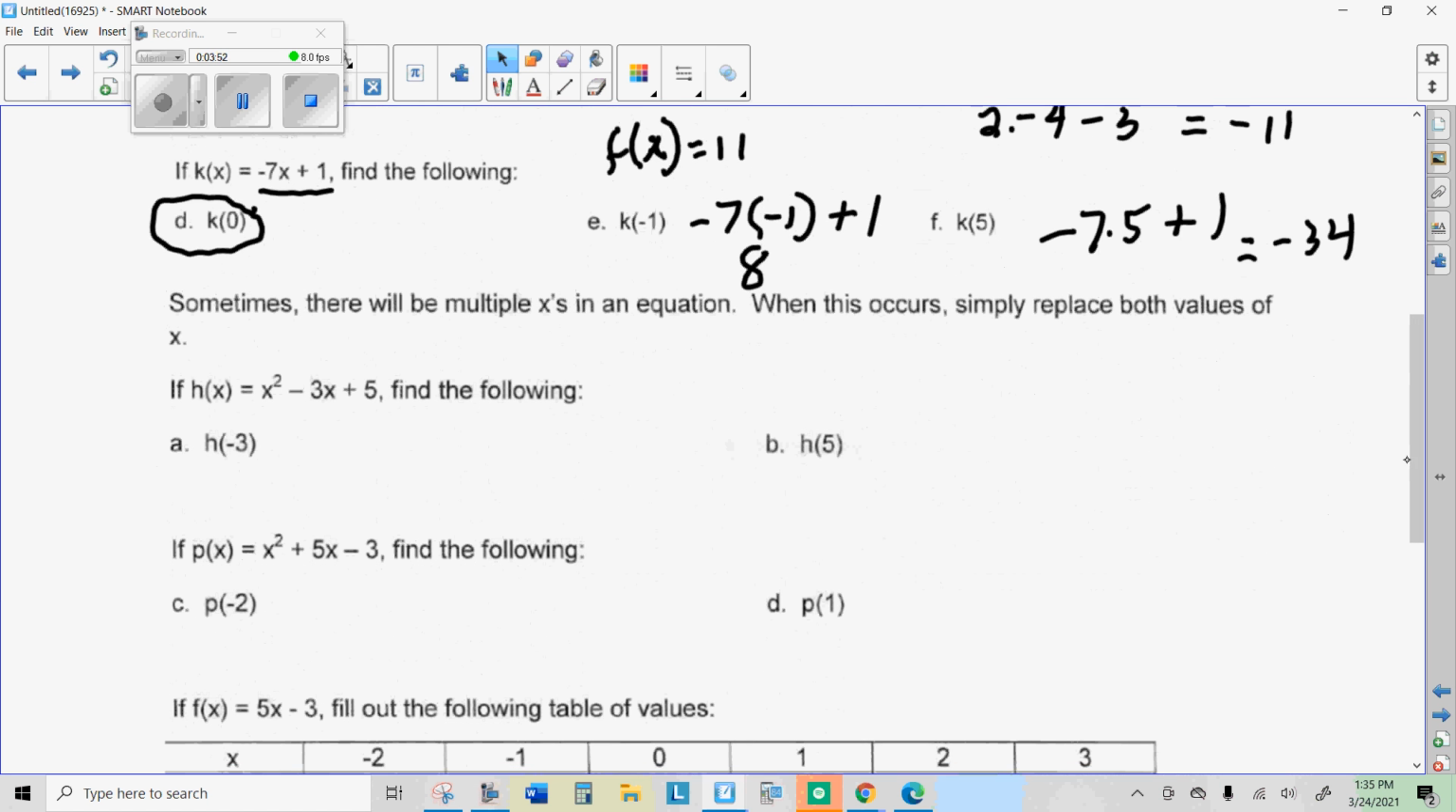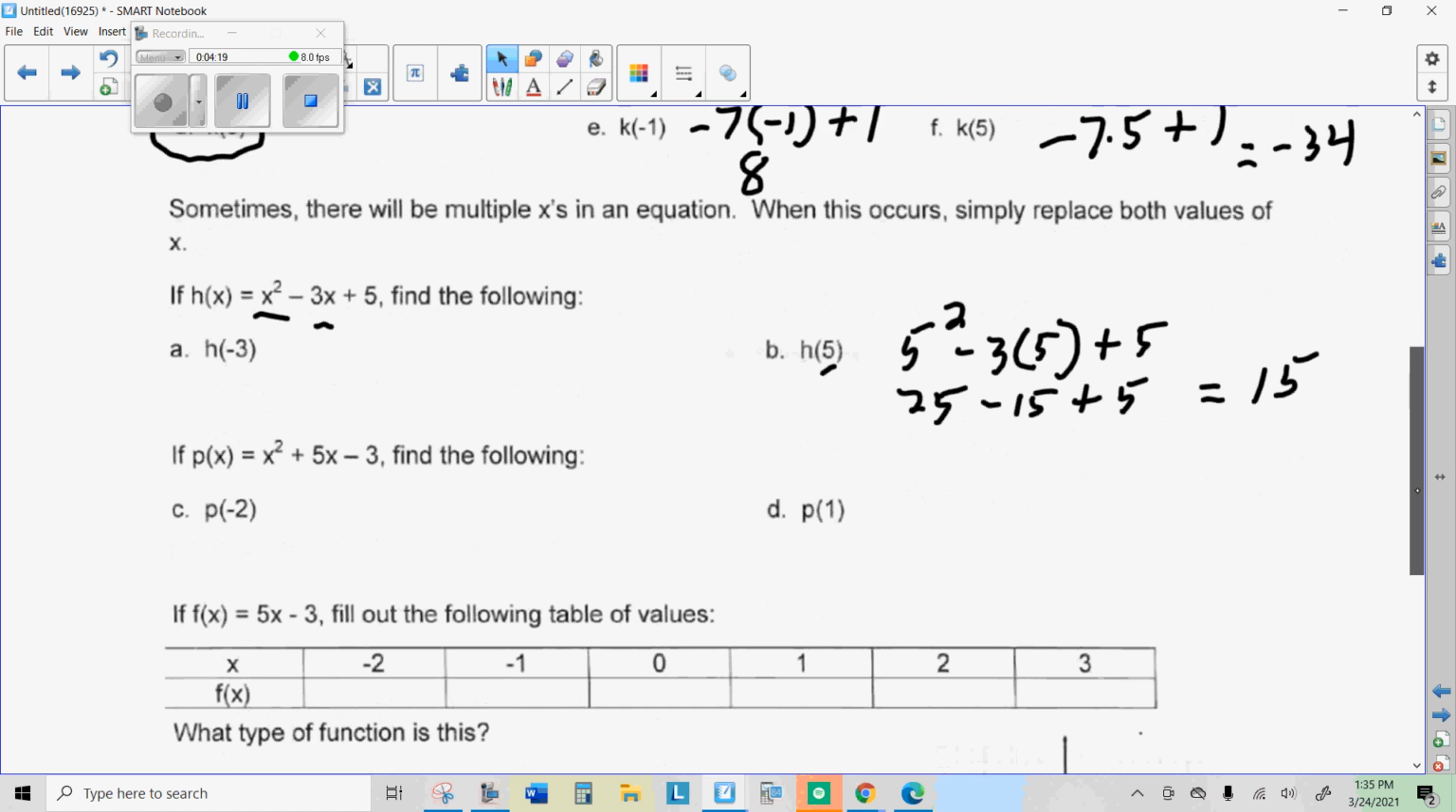Sometimes you're going to have more than one x. No big deal. You just have to put your input value, which is in your parentheses, in for every x. So I'm going to do 5 squared minus 3 times 5, and then add 5 to that. Well, that's 25 minus 15 plus 5 equals 15.